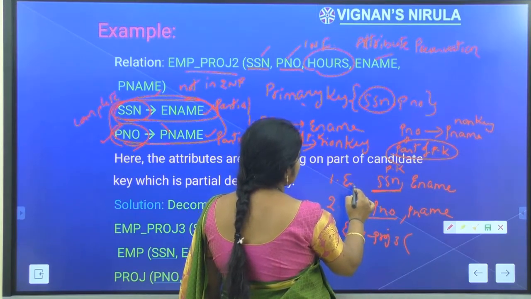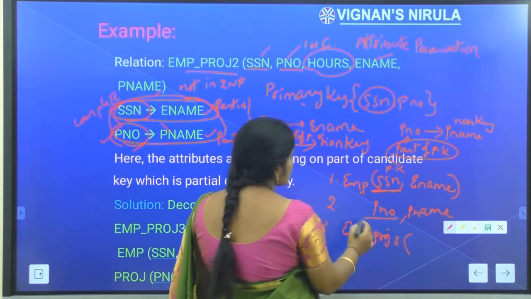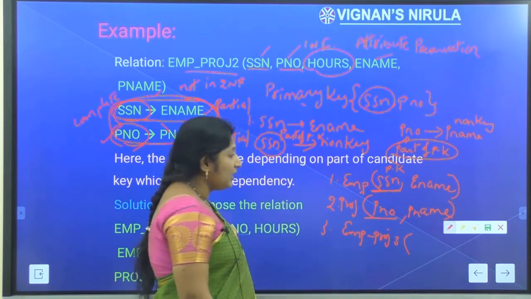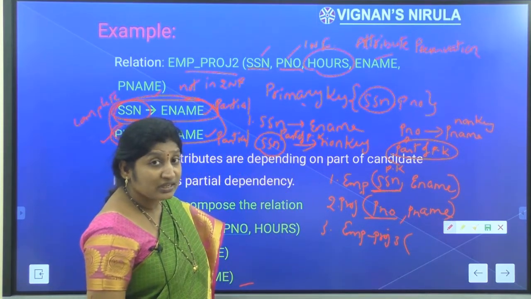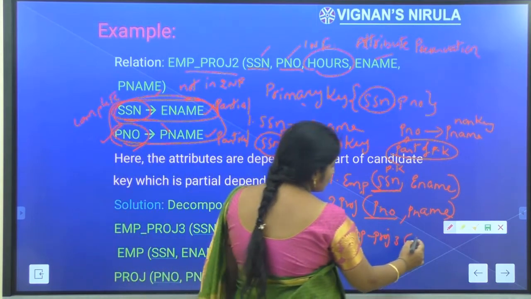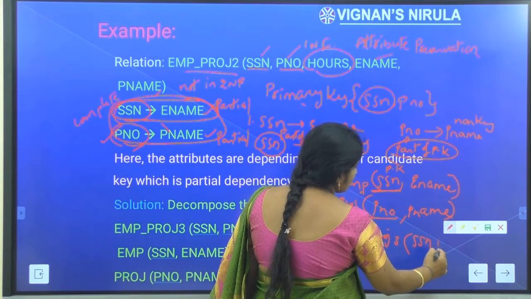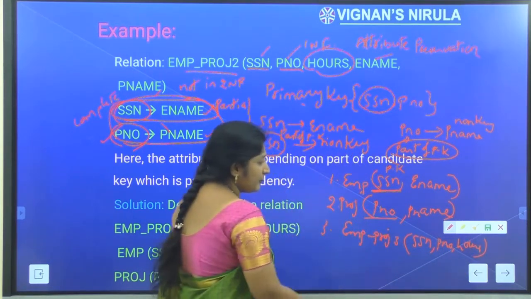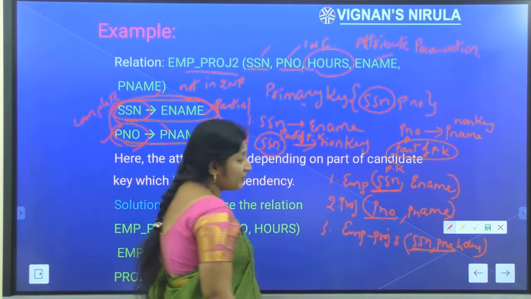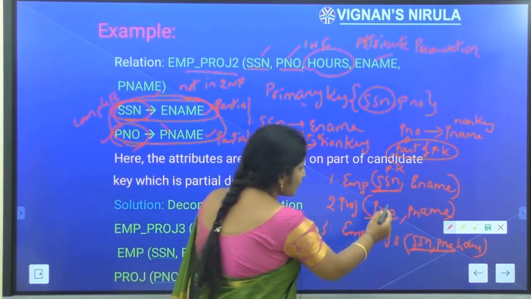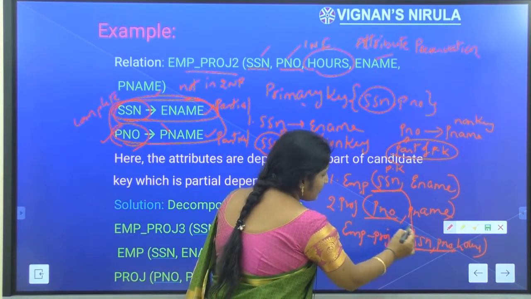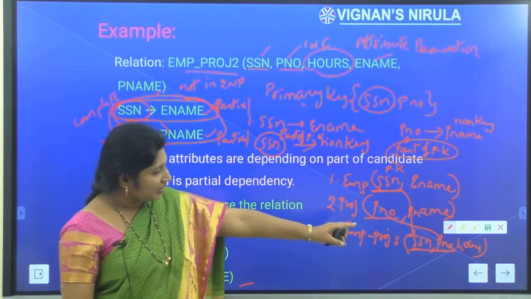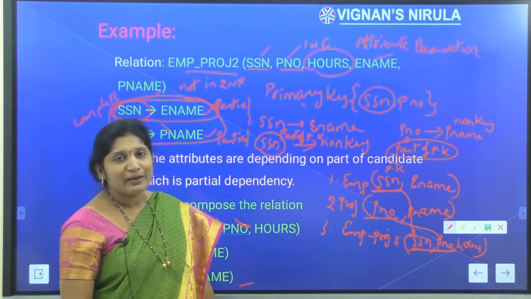Let us call this the employee table. Why? Because it consists entirely of the employee information. I can call this table the project table. Why? Because it consists entirely of the project information. The third table is employee project 2, which relates employee and project and the association between them, in which SSN and P number are the primary key, and SSN is a foreign key from the first table and P number is a foreign key from the second table. That particular employee has worked that many hours on that particular project.